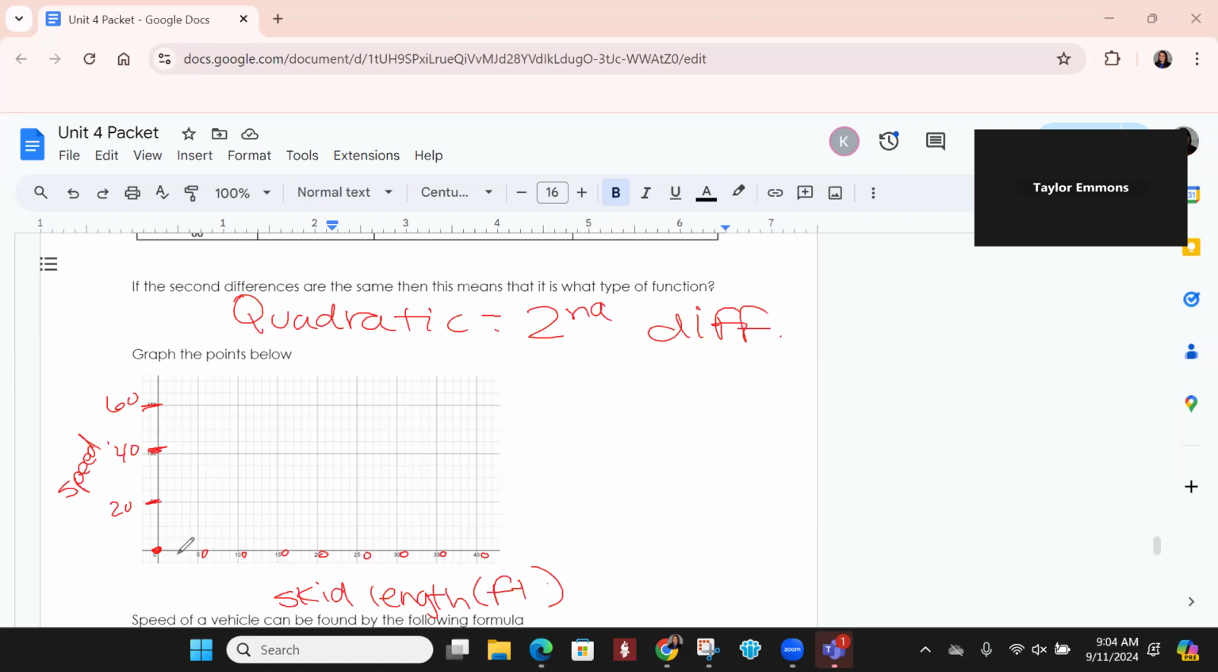All right, let's go ahead and plot. That's going to be 26, comma 10, right about there. The next one is 20, 62. So we're going to go to 62, go up to 20. The next one, 30, 108. The next one, 40, 164. The next one is 230 and 50.